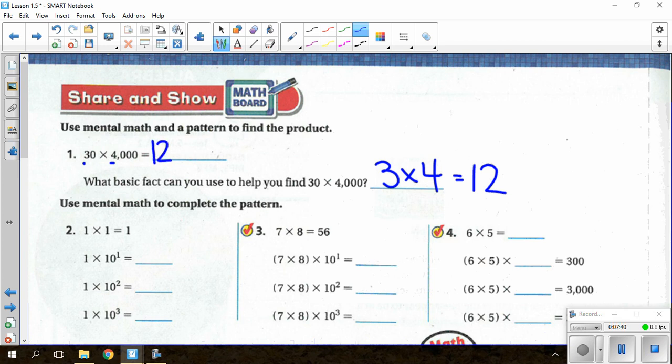So I'm going to write 12 in my answer. And now I'm going to count the number of zeros that I need from both factors. So the 30 has 1 0, and the 4,000 has 3 zeros. So that's a total of 4 zeros that my answer will have to have. And then I'm going to place my comma because, again, that makes it easier to read. So for number 1, my answer is 120,000.